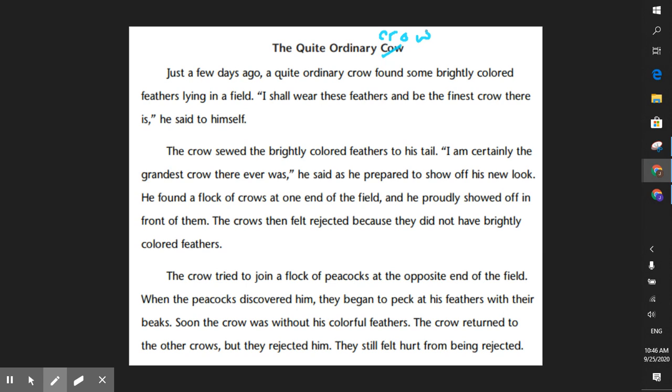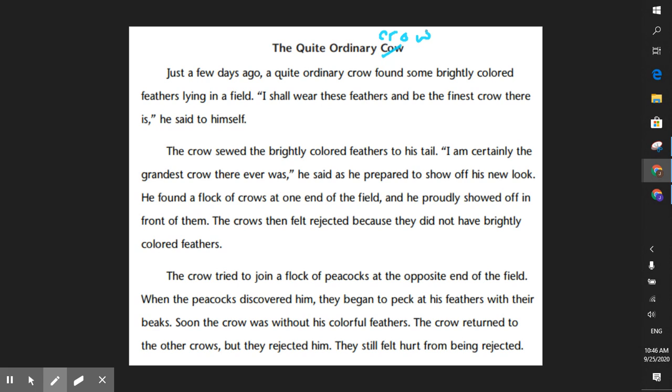The Quite Ordinary Crow. Just a few days ago, a quite ordinary crow found some brightly colored feathers lying in a field. "I shall wear these feathers and be the finest crow there is," he said to himself. The crow sewed the brightly colored feathers to his tail. "I am certainly the grandest crow there ever was," he said as he prepared to show off his new look. He found a flock of crows at one end of the field, and he proudly showed off in front of them. The crows then felt rejected because they did not have brightly colored feathers.